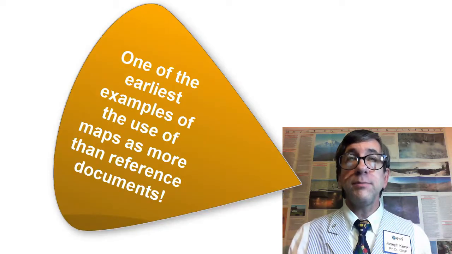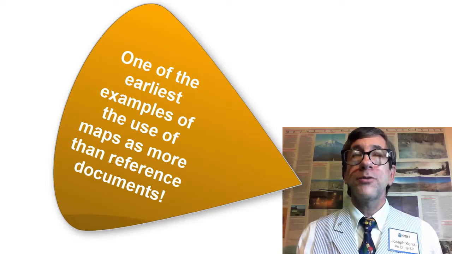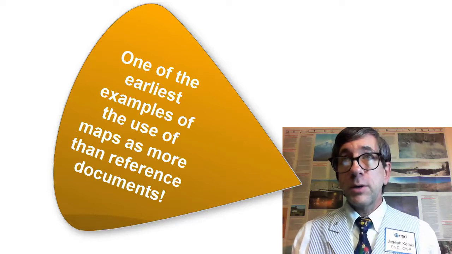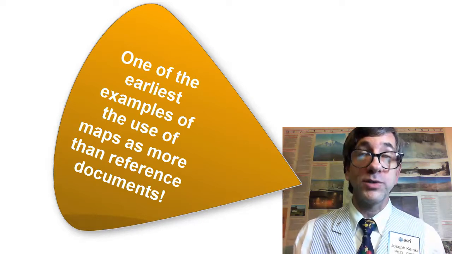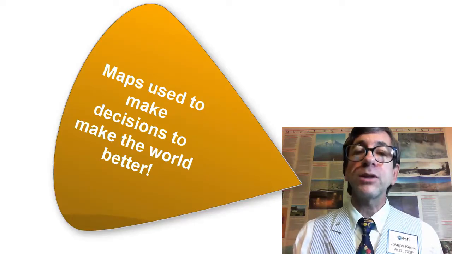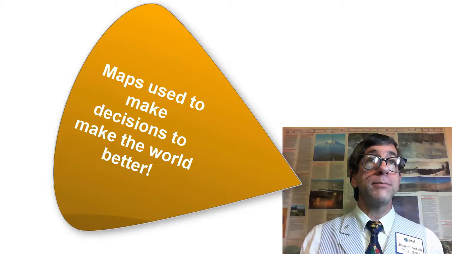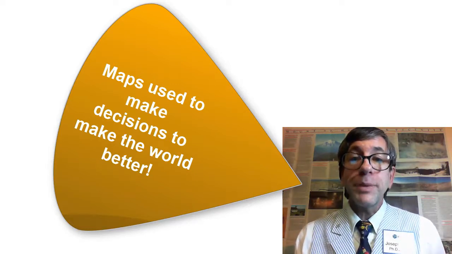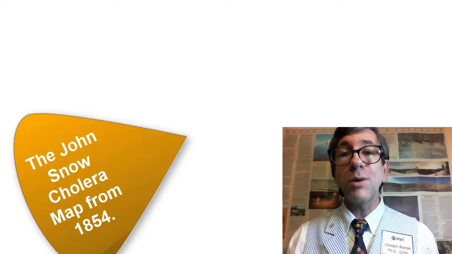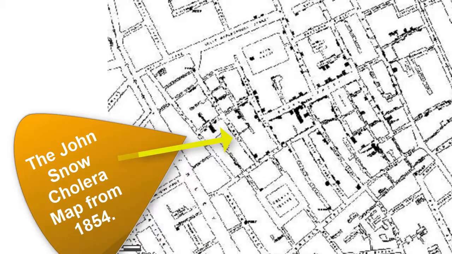Hi folks, Joseph Kursky here with you to analyze one of the most well-known first uses of maps as more than reference documents. In other words, maps as analytical tools that could be used in decision-making environments to make a better world, to make smarter decisions. And that is the John Snow cholera map from the cholera epidemic, late August 1854, London, Soho district.